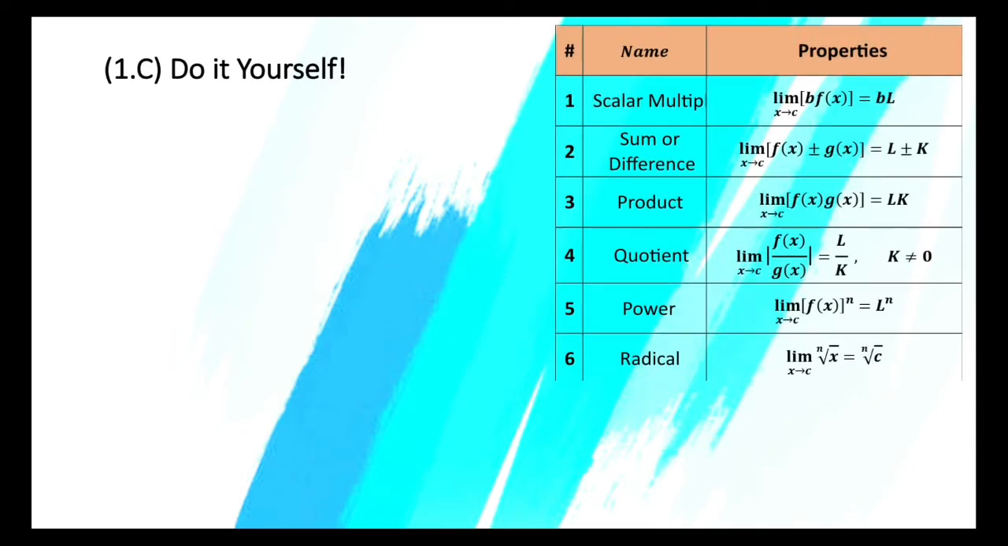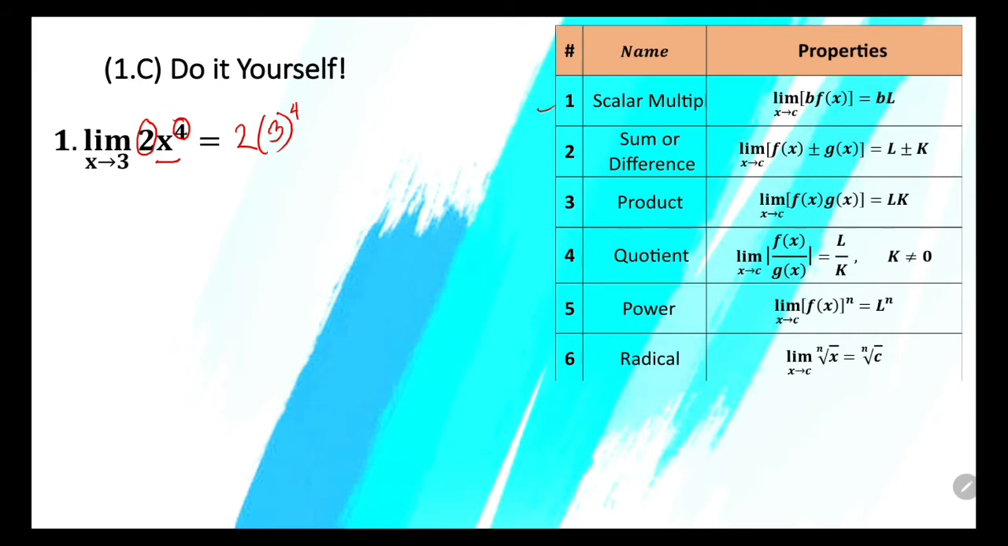So, let's try to solve the do-it-yourself. For number 1, the limit of 2x to the power 4 as x approaches 3. This is a combination of a scalar multiple, the coefficient or scalar number beside the function x to the power 4, and also a power, since it has the exponent 4. First, by the scalar multiple property of limits, we can bring out 2. And x is 3, to the power of 4.